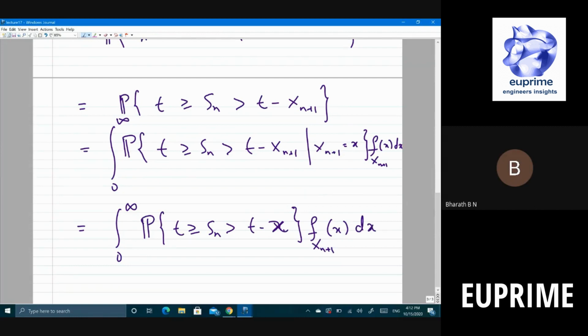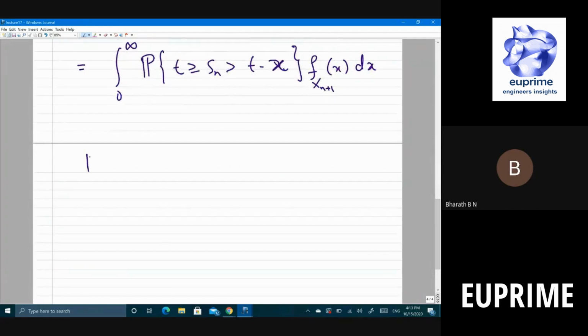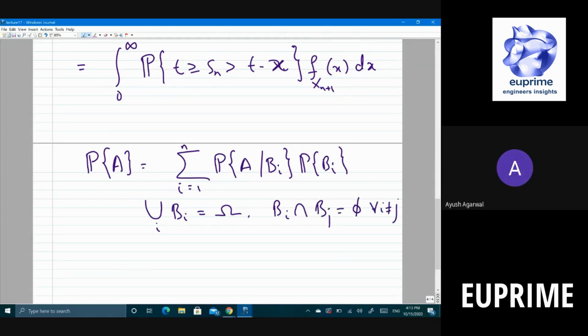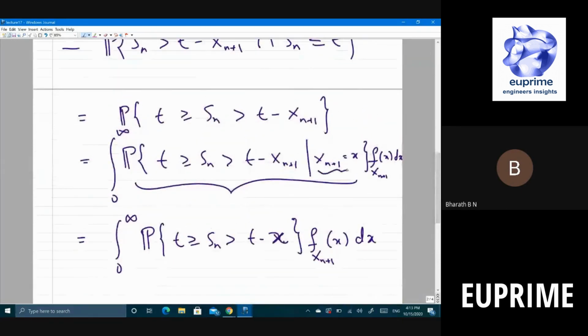Okay? Is this fine? Sir, can you explain the previous step once? I understood, but... This step? Yes, sir. Okay. So it's analogous to this, right? What is the probability of A? I can write this as the summation over all i equal to 1 to n of probability of A given Bi, into probability of Bi, when the union over all i of Bi is the entire set and Bi intersection Bj is null for all i not equal to j. What is this called? Total probability law, right? So what is the analog for that? Well, the analog would be this conditional times the density, and you have to integrate instead of summation.